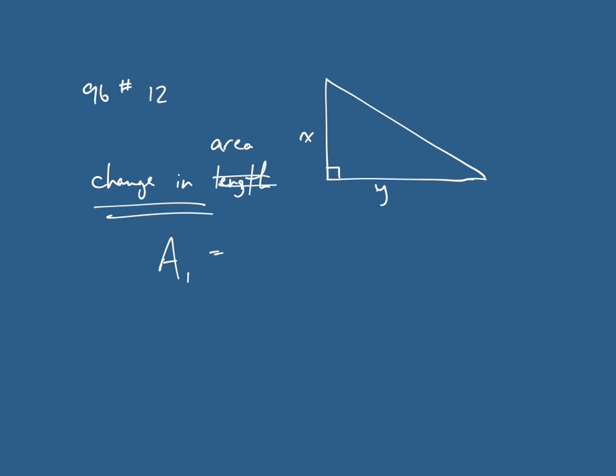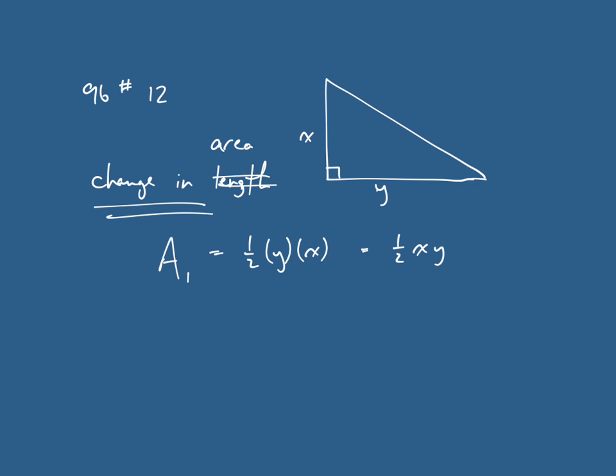And of course, area of a triangle is half times base times height, and in this case, that's half times the base, which is y, times the height, which is x. So this equals 1/2 xy. And then it says, how are we changing it? Well, the length of one side is doubled and the length of the other side is halved.